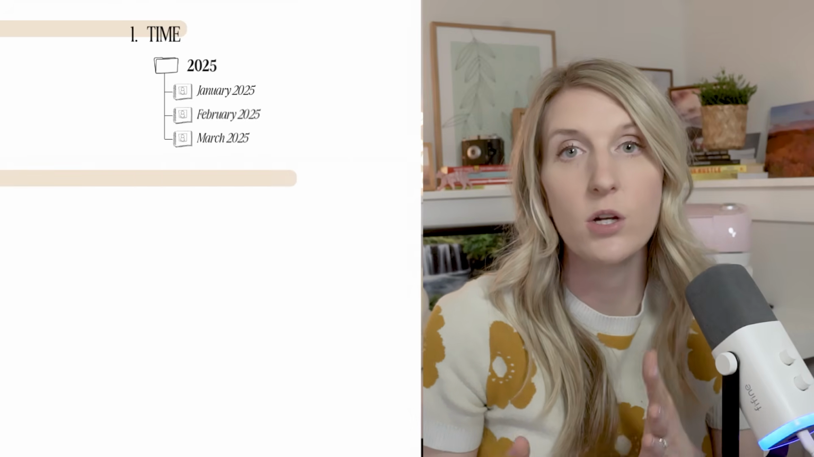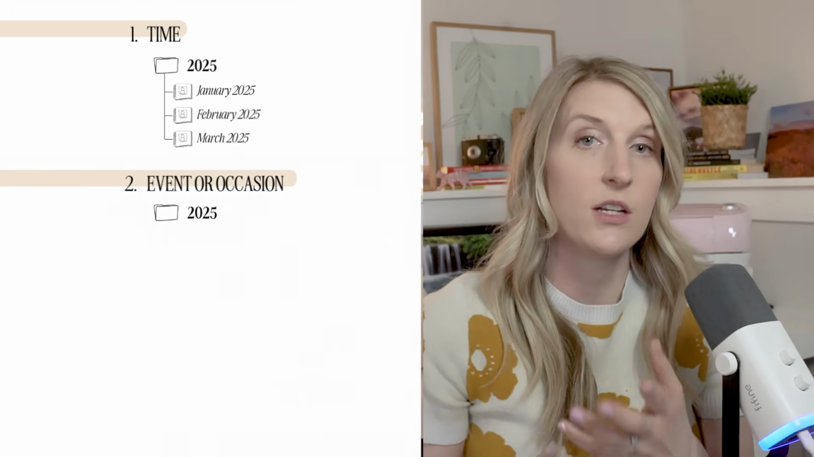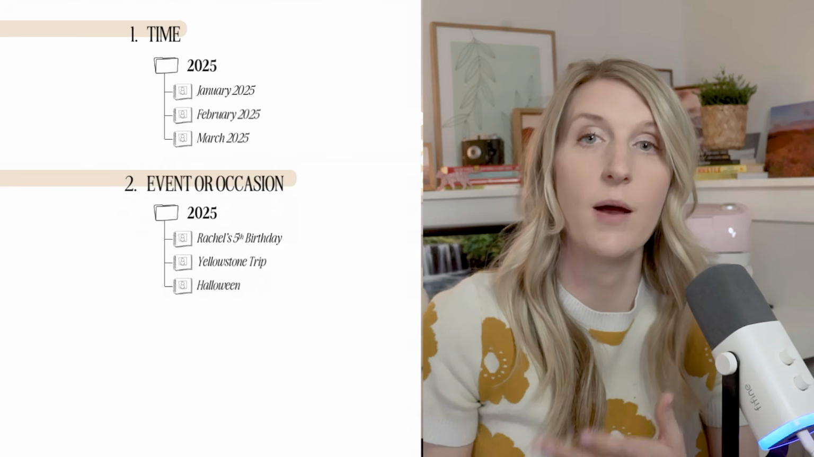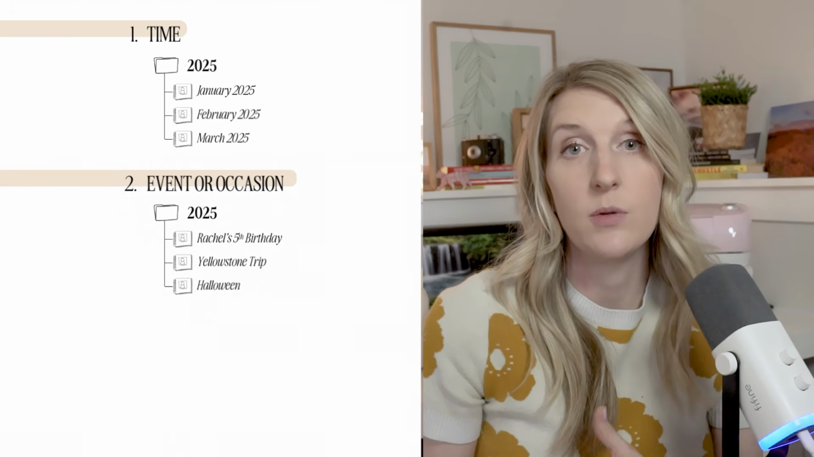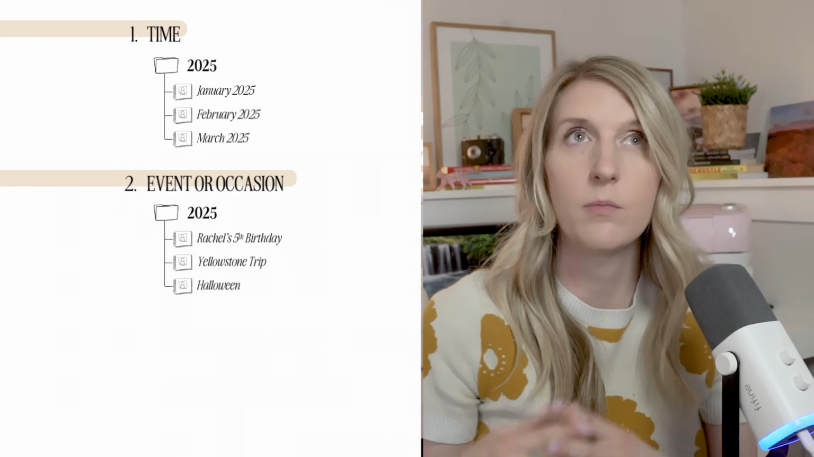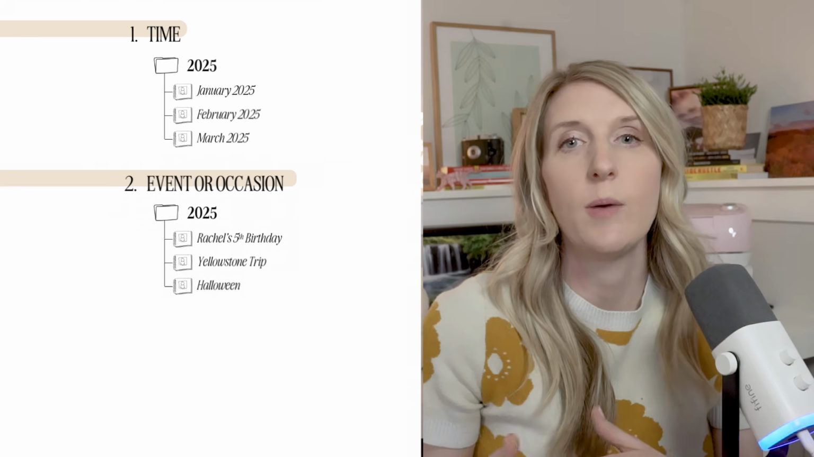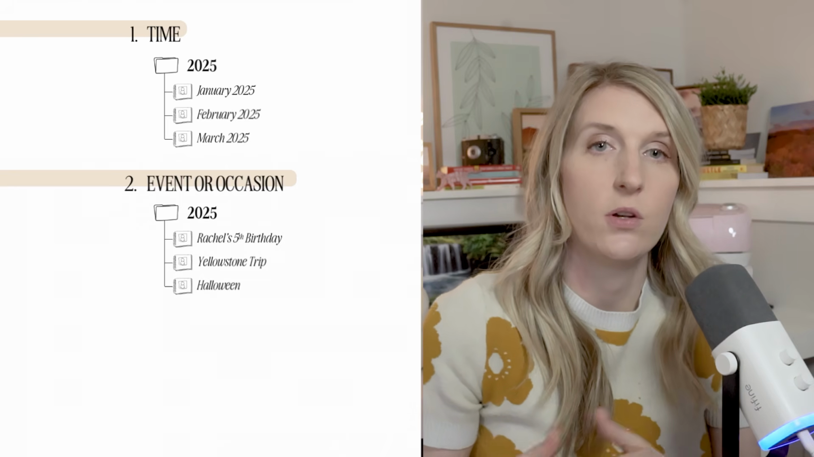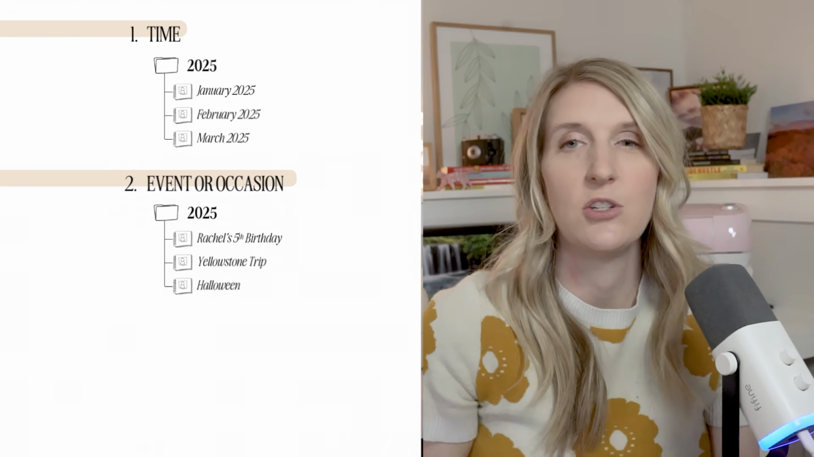The second approach is organizing by event or occasion. So instead of months, you'd have albums for specific things like a birthday, a vacation, a holiday, a milestone. This is really intuitive because it mirrors how we actually remember things. We don't think, oh, that was March 2023. Or maybe some of us do, but most likely we might think that was the trip to the coast. The downside is that not every photo fits neatly into an event, so you end up with a lot of random photos that just don't have a home.